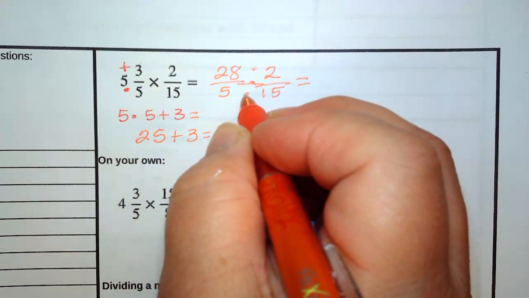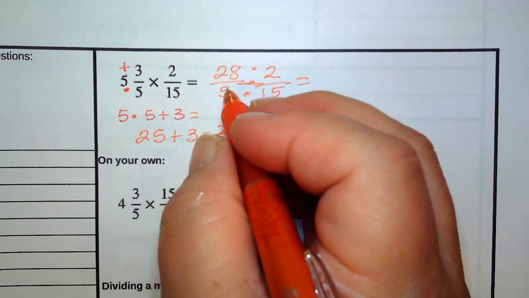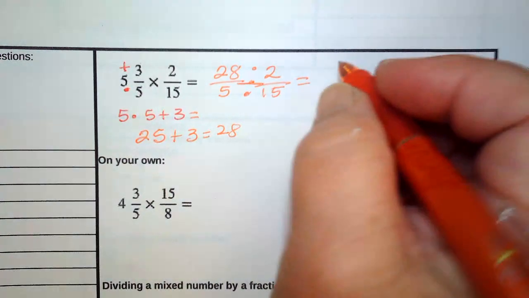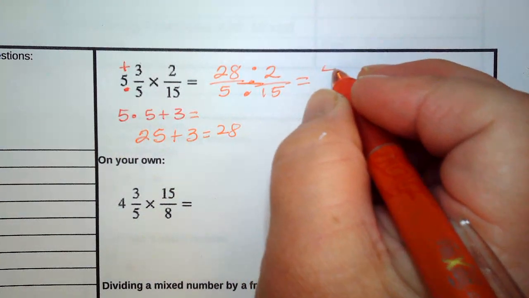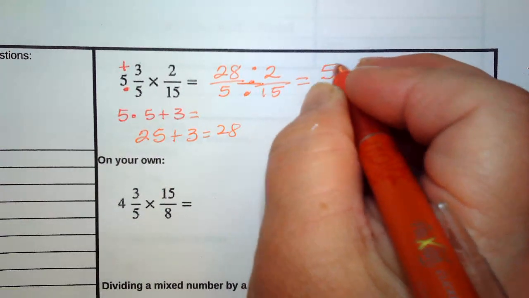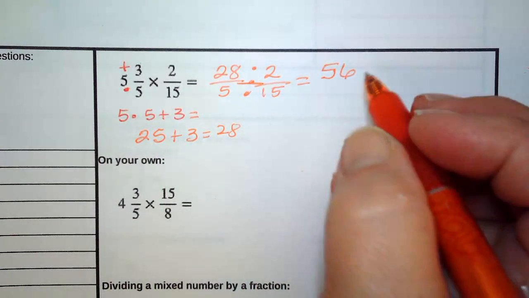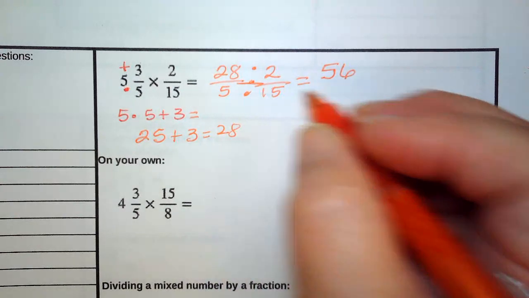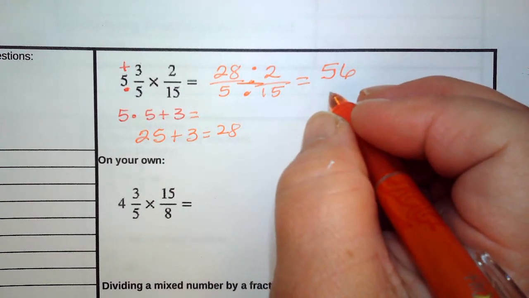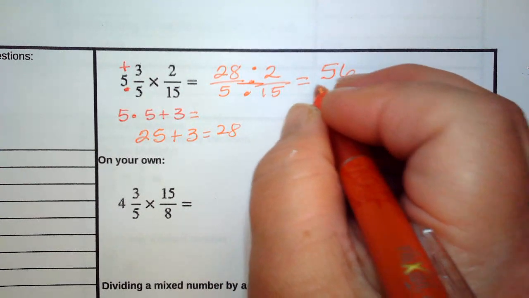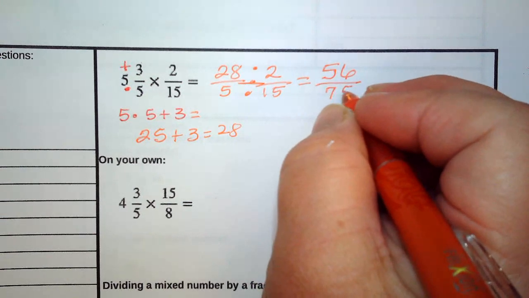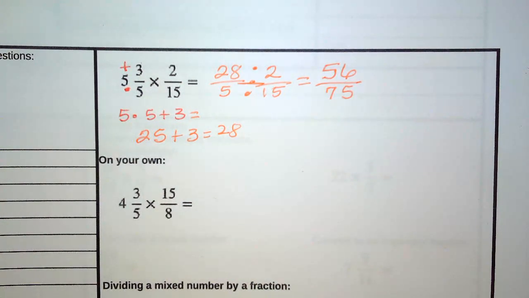So I'm going to multiply straight across. 28 times 2 is 56. 15 times 5 is 50 plus 25 is 75. And we're done. We can't simplify.